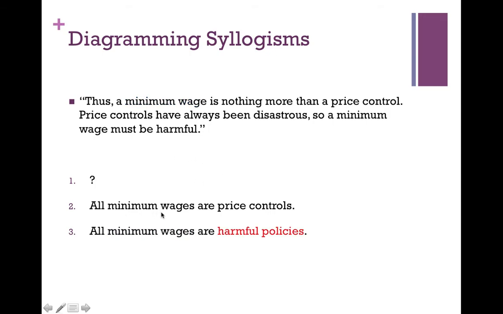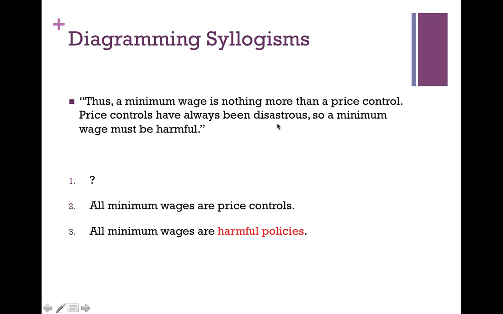So now that we've identified our minor premise and we have our conclusion, we have to identify our major premise. And this is why I held off on this, because notice right here we have this term, harmful policies. Now if we look up here, thus a minimum wage is nothing more than a price control. Price controls have always been disastrous, so a minimum wage must be harmful. Do we see harmful policies? No, we don't see harmful policies. We don't even see the word harmful.